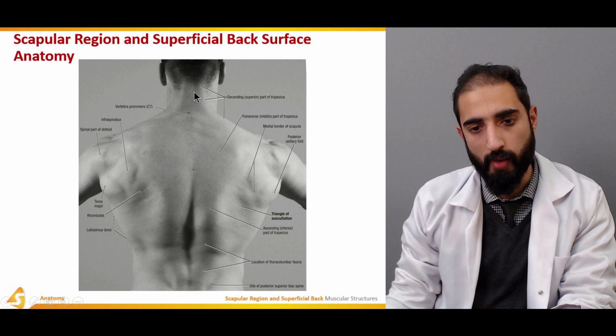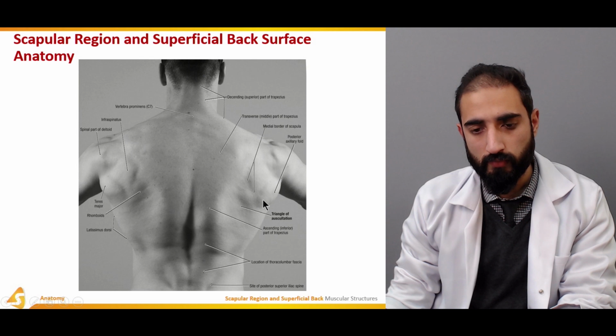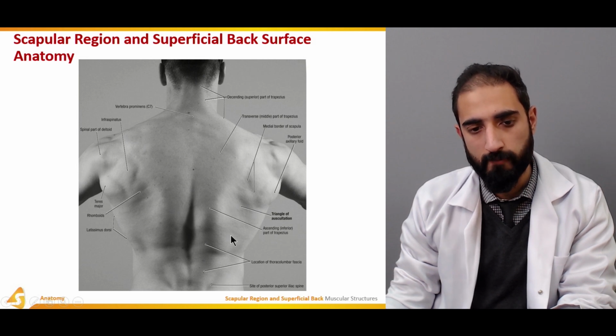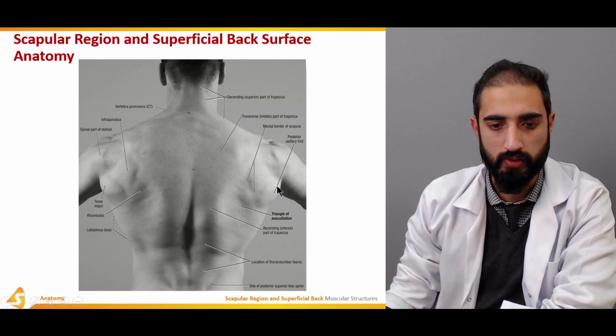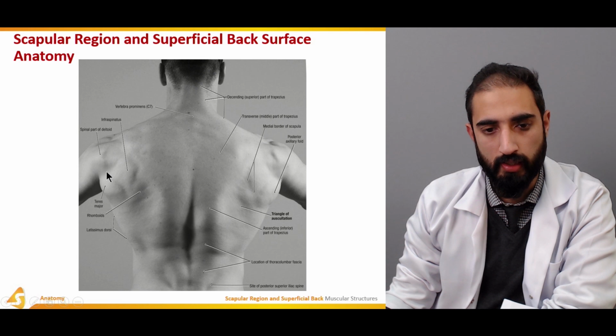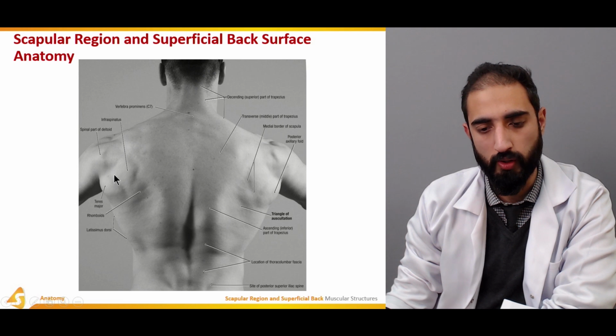So we can look at the upper fibers of the trapezius here, the middle fibers of the trapezius, and the lower fibers of the trapezius. We can also take a look at the deltoid. You can also observe the posterior axillary fold, which gives us a little bit of information about the superior border of the latissimus dorsi. Here we have the teres minor, which contributes with the latissimus dorsi in the formation of the posterior axillary fold, and we also have the rhomboids here, and then we have the supraspinatus and infraspinatus. If we palpate the spine of the scapula, superior to it is the supraspinatus and below it is the infraspinatus.